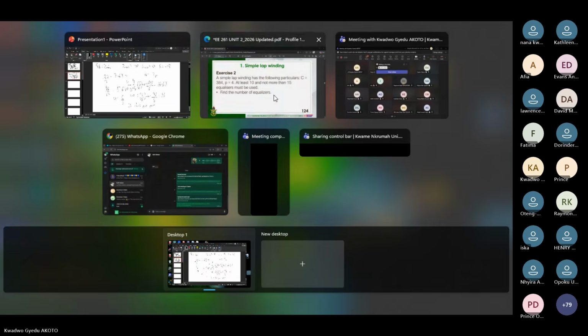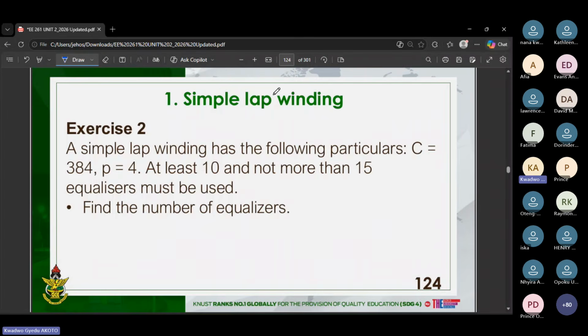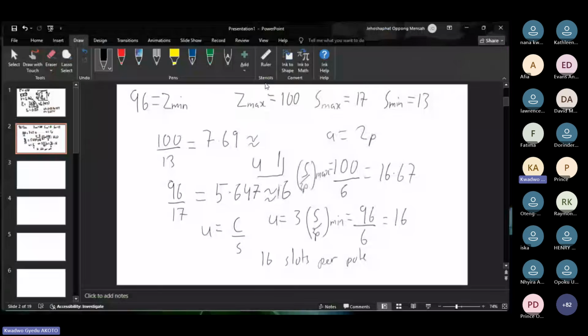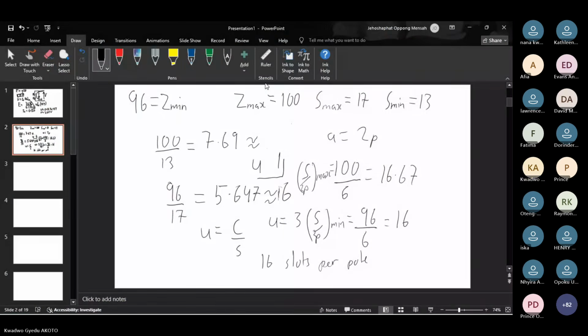So for here, we have a simple lap winding that has the following particulars. C is equal to 384, E is equal to 4, and P is equal to 4. Okay. So at least 10 and not more than 15 equalizers can be used. Find the number of equalizers. This is a very simple question here.